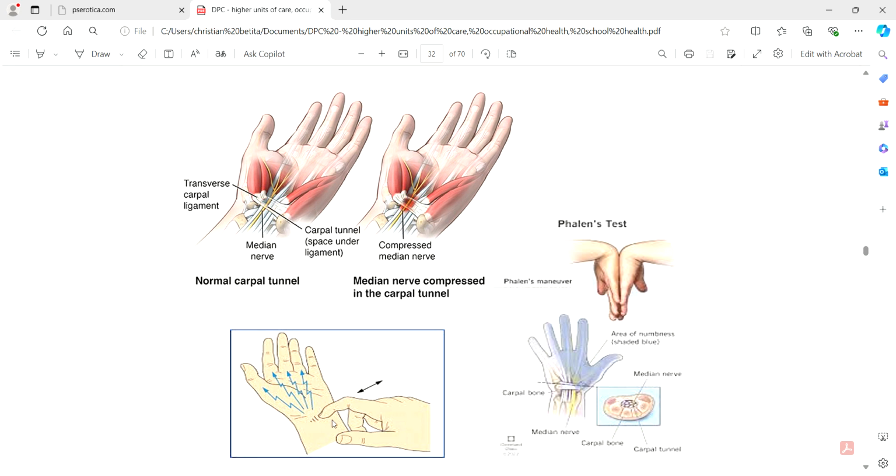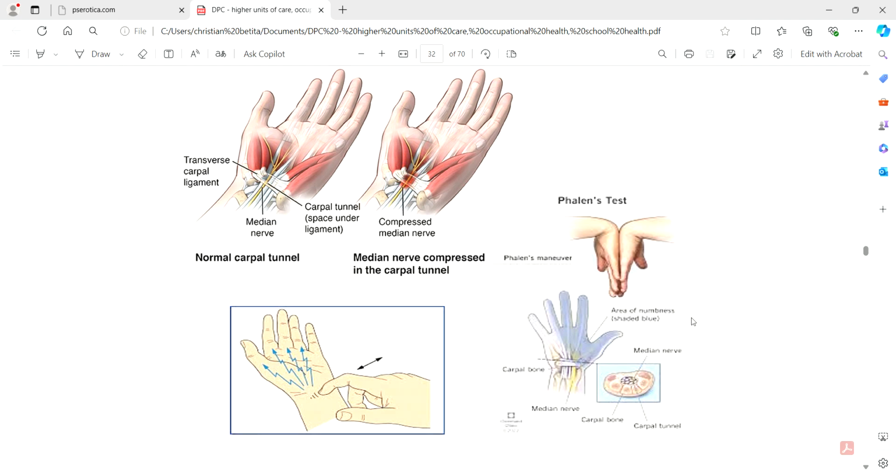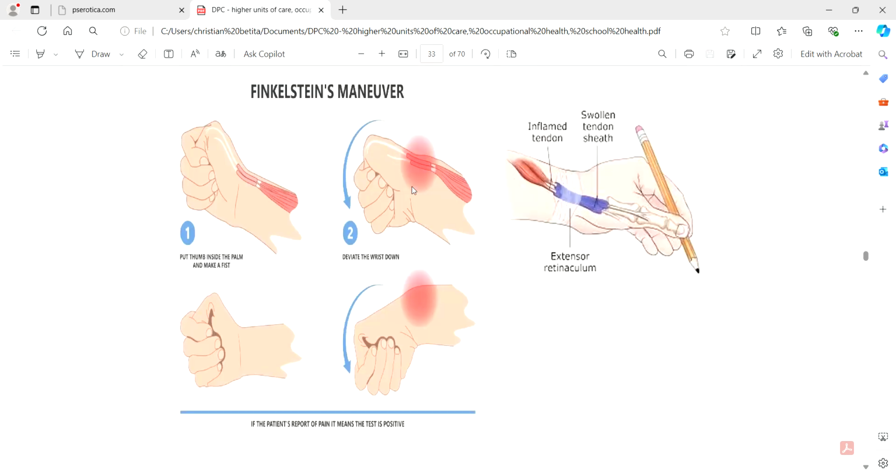So Tinel test, you tap the median nerve and it produces an electrical-like pain in the hand, radiating outward towards the fingers. With the Phelan's test, you perform this maneuver and that will also elicit pain. Okay, so the pathophysiology of carpal tunnel syndrome is related to nerve impingement, and it's usually due to inflammation at the level of the flexor retinacula. Okay. The vein tendinitis naman is due to inflammation of the two tendons that control the thumb.